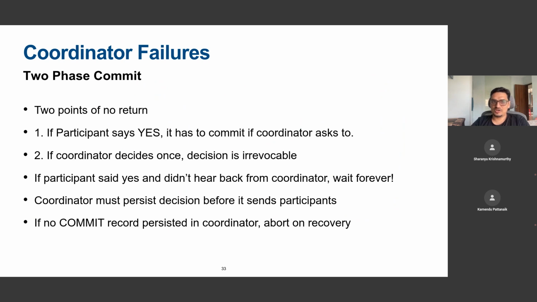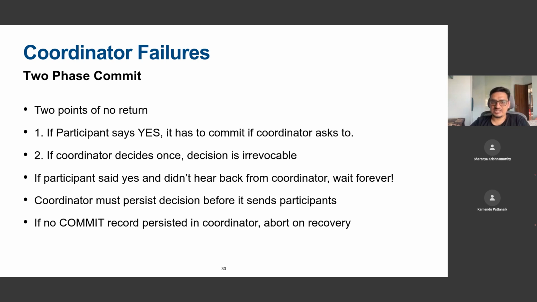So, two points of no return. If a participant says yes, and the coordinator decides to come back and say, please go ahead and execute the transaction, the participants in database 1 and 2 in our previous slides cannot go back on that promise when they said yes. They have to execute, right? Whatever comes their way. If the coordinator decides once, that decision cannot ever change now, because it has written to its log and fsynced to its disk.